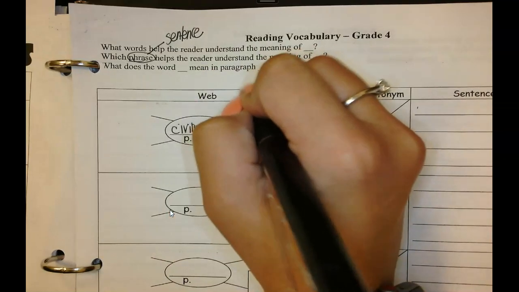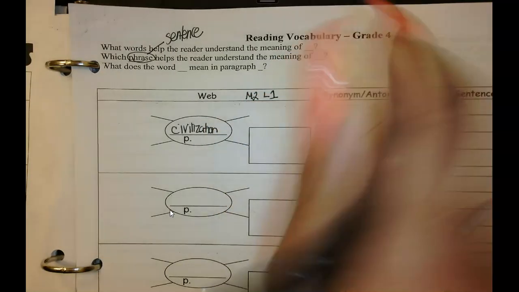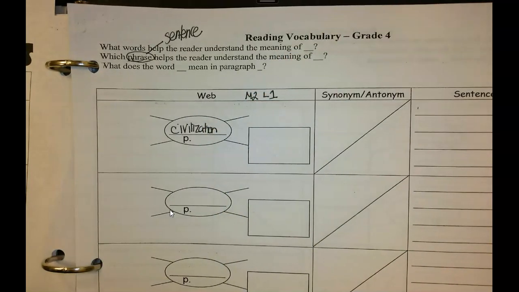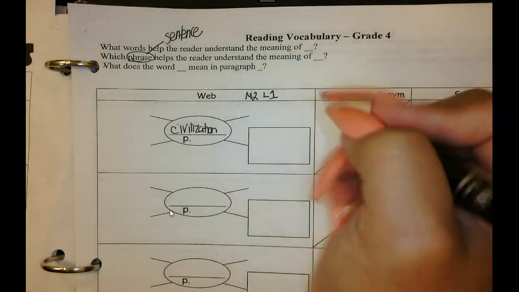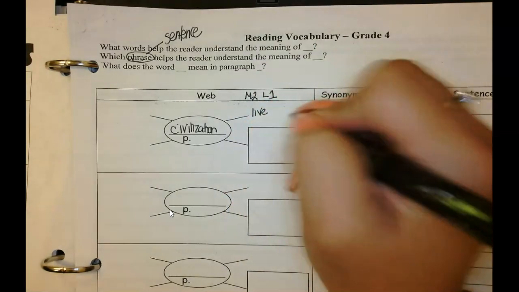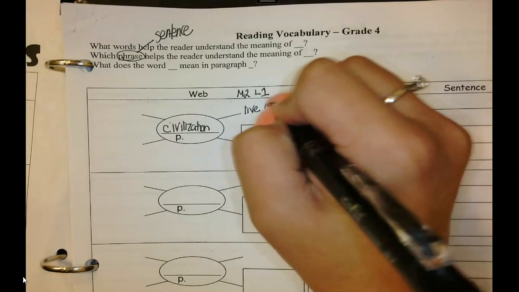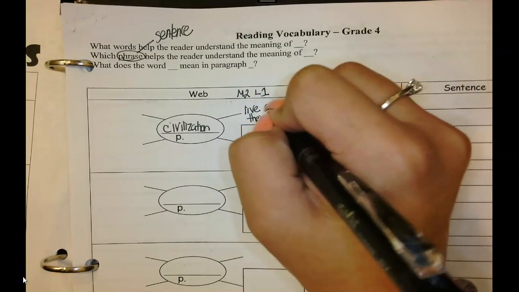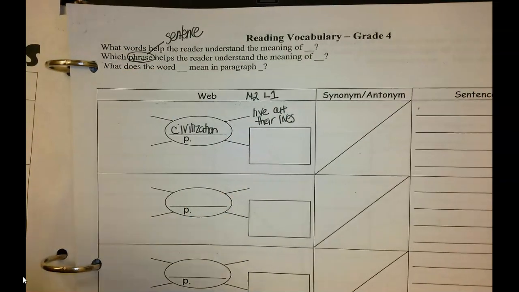And I want you to write here module 2 and we're in lesson 1. So M2L1, module 2, lesson 1. So remember, civilization. Which words help the reader understand? Well, it says that they live out their lives. We could also infer they moved, right? Where did they move from?